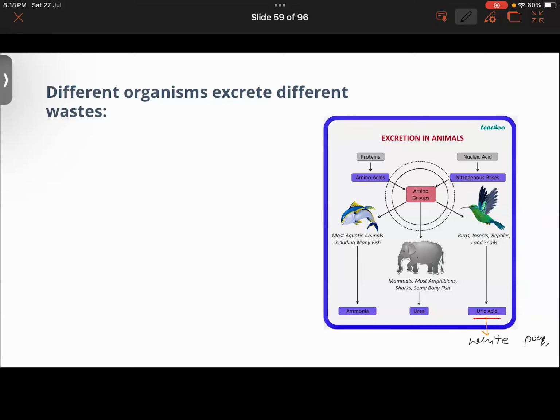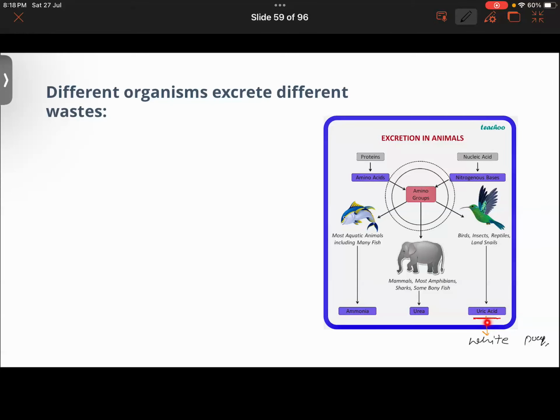Bird poop is white. Sir, could you explain? Yeah, I was saying that particularly the waste of birds, and also many insects and reptiles, would be white in color because there is a very high concentration of uric acid present in their waste. So instead of urine, their waste is uric acid.